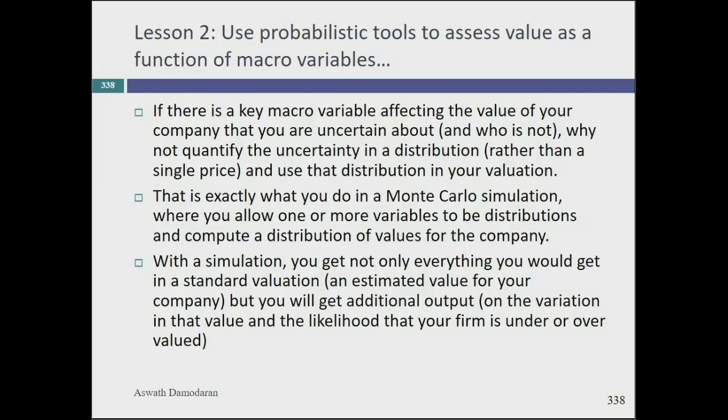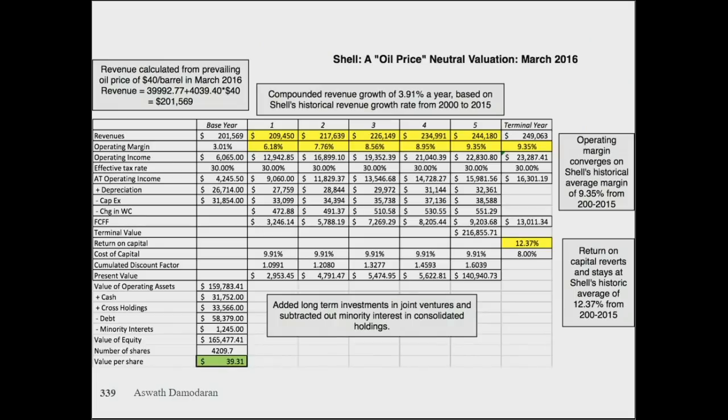So let me cut to the chase and start by valuing Royal Dutch. This was in March of 2016 when the oil price had hit $40 a barrel. And that's significant because I was valuing Royal Dutch with the oil price at 40. Normally when you value companies, what do we do? We take the trailing 12-month numbers, right? And we make them our base year numbers.